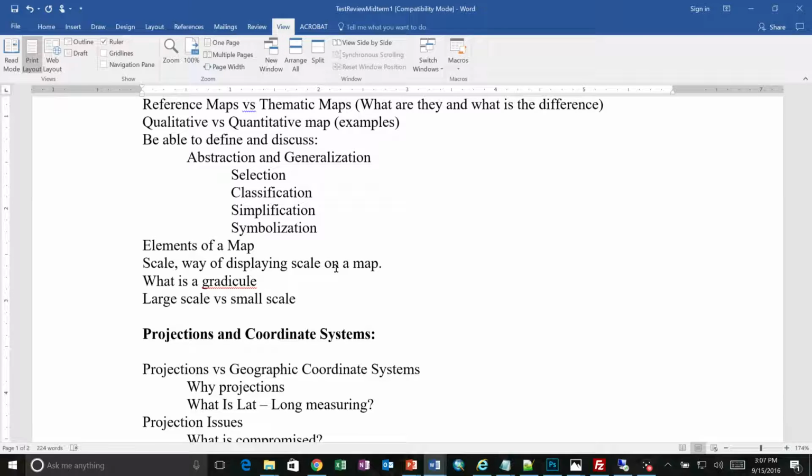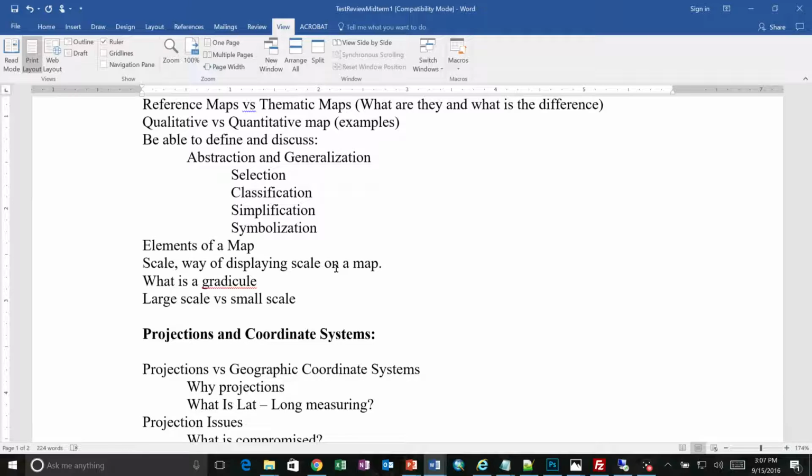A graticule is when you put the latitude and longitude lines or the reference marks. It could be northings and eastings on the map. So it's lines on a map. Lots of times on world maps there are lines on the maps, and they just represent latitude and longitude. But if you put lines that represent a coordinate system, which we'll talk about in the next section, that's a graticule.